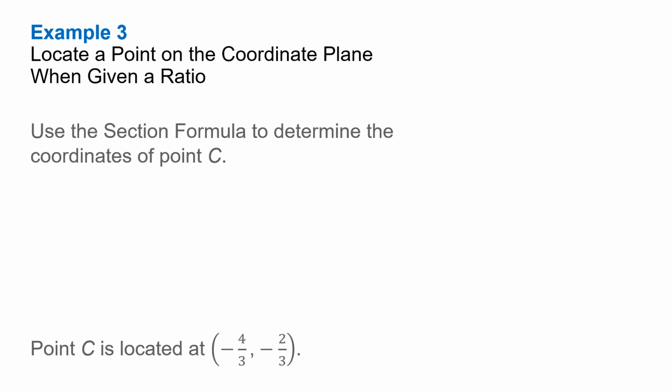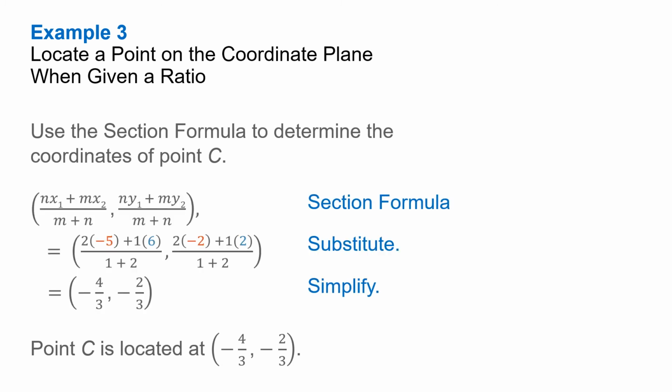Now we'll use the section formula to determine the coordinates of point C. So when we substitute our values for n, m, x1, x2, y1, y2, we end up with point C being located at (negative 4/3, negative 2/3).